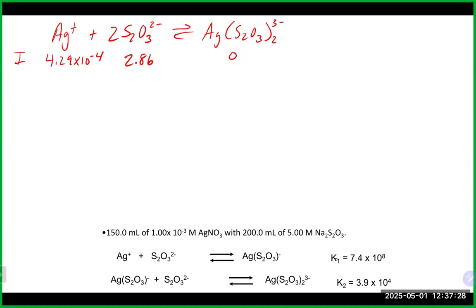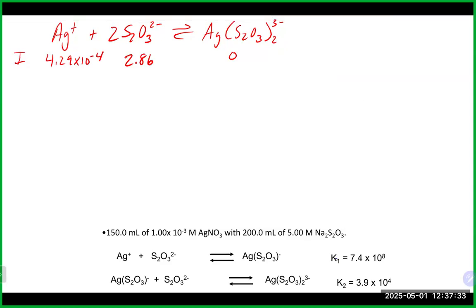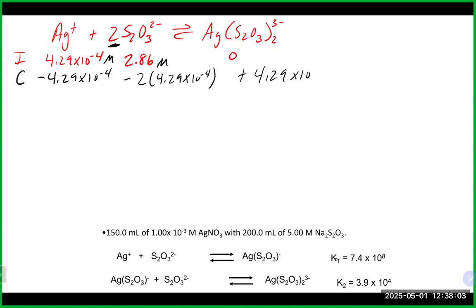we're going to make our assumption like we did on the first problem. The metal, which in this case is the silver ion, should get used up. So that is going to be our change. It's going to be minus 4.29 times 10 to the minus 4. And again, this is molarity we're using right now. This is going to be minus 2 times 4.29 times 10 to the minus 4. Again, remember, this is the same as minus 2x, so you've got to have that 2 in there to get the right stoichiometry. This will be plus 4.29 times 10 to the minus 4.